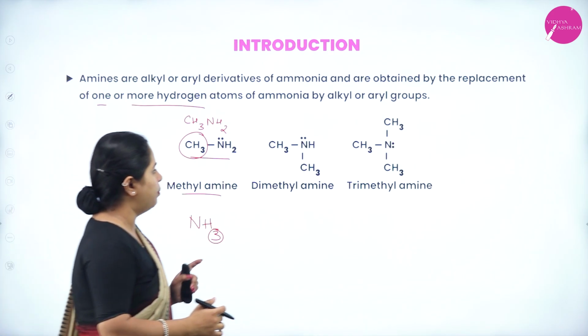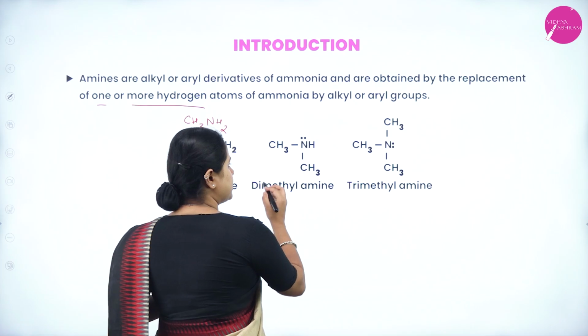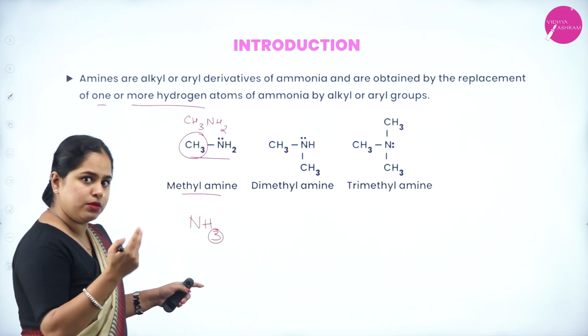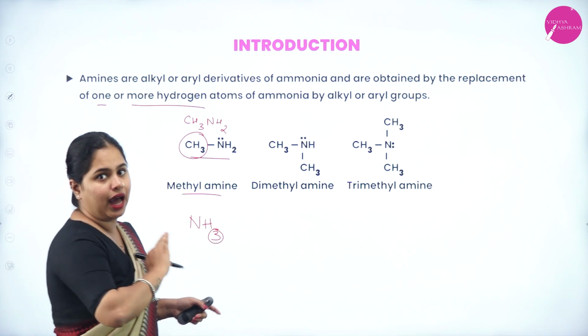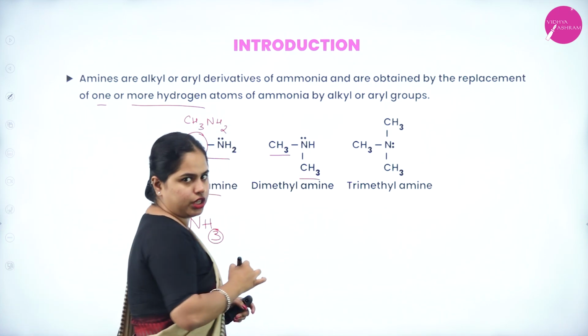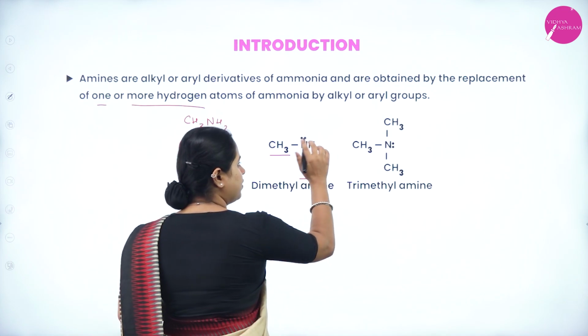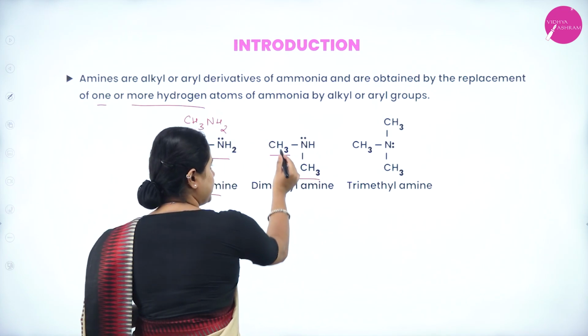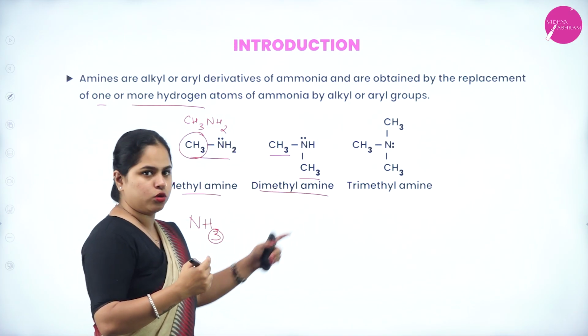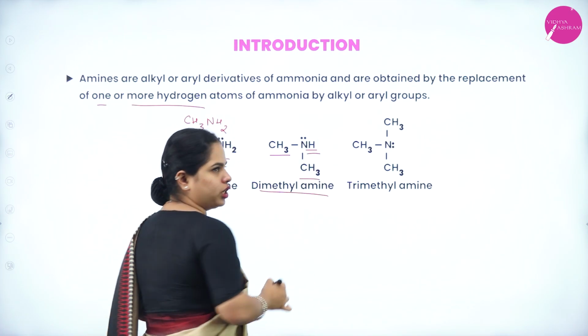Clear? Methyl amine. Now in this case you can see one more hydrogen atom from ammonia is being replaced by another alkyl group. Which one? Methyl group. So you have one CH3 here, another CH3 here. And it was NH3 wherein 2 hydrogen atoms are replaced by these 2 methyl groups. So you have dimethyl amine. 2 methyl groups are there. So it will be (CH3)2NH, right?